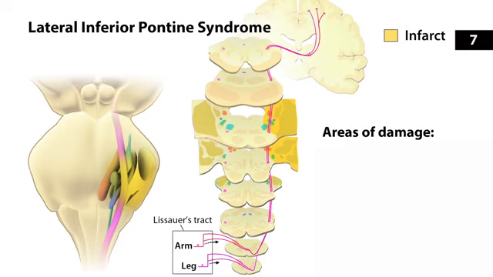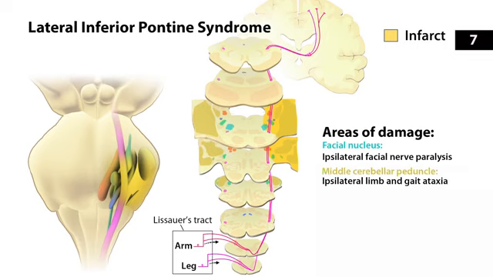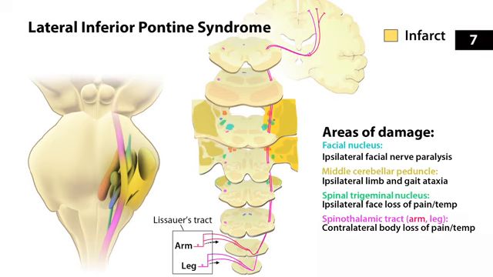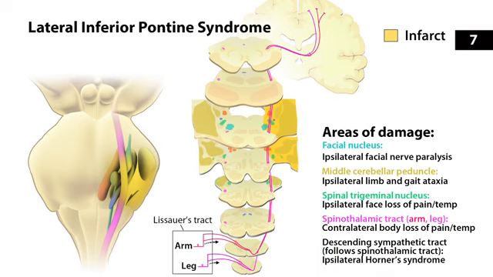So the symptoms of lateral inferior pontine syndrome include ipsilateral facial nerve paralysis because this affects the facial nerve nucleus. If this were the superior pons, you might see trigeminal nerve involvement and jaw weakness. You'll see ipsilateral limb and gait ataxia, ipsilateral loss of pain and temperature sensation on the face. You're going to see contralateral loss of pain and temperature sensation on the body. So the ipsilateral loss was in the face, contralateral loss of pain and temperature sensation is in the body. And you might have ipsilateral Horner syndrome because of the sympathetic fibers.